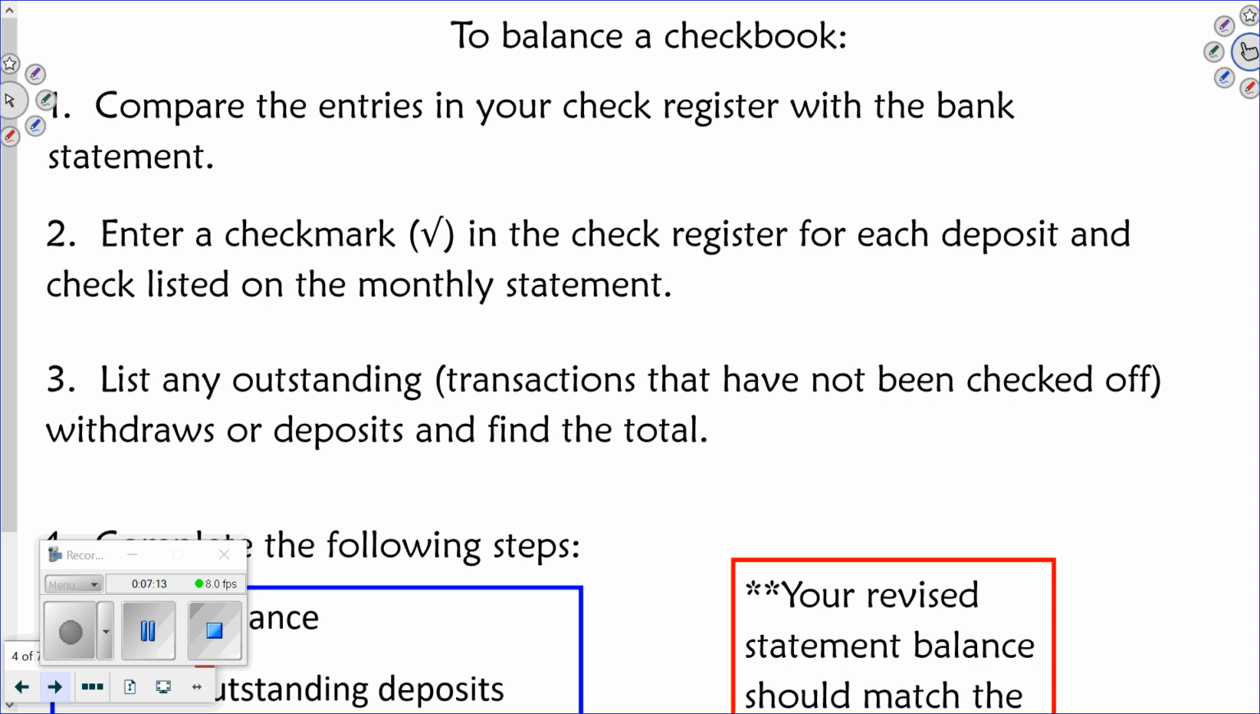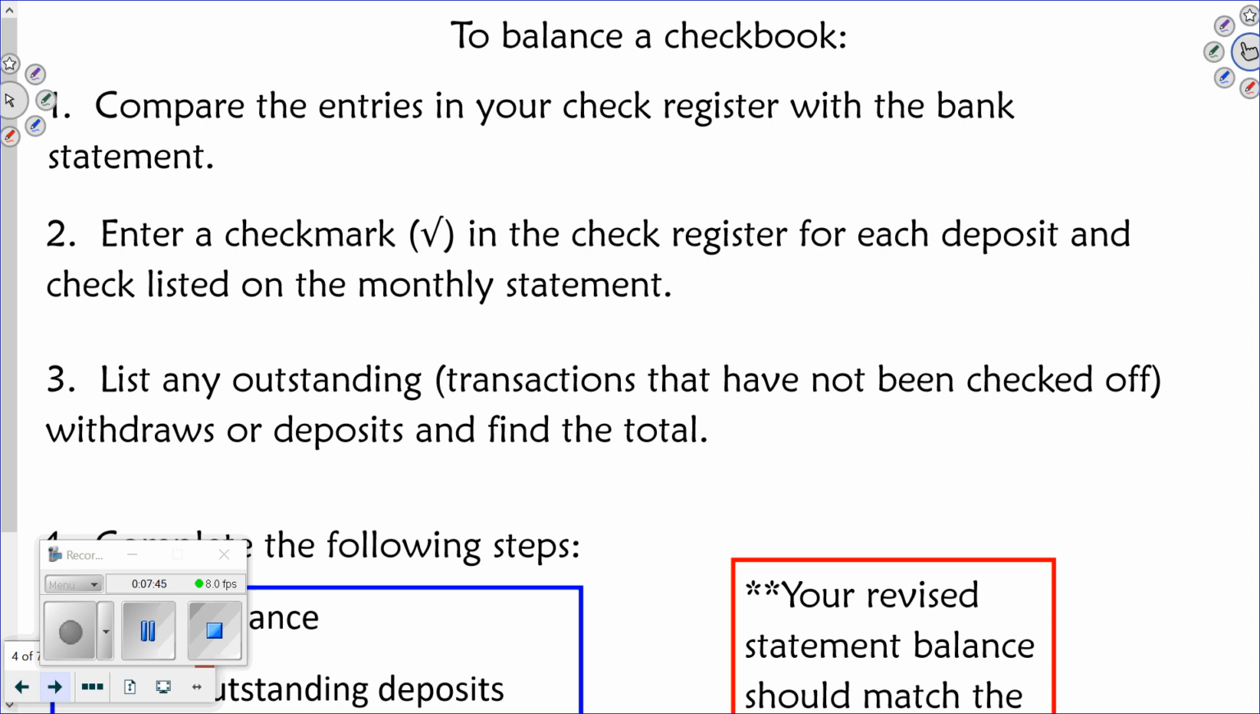So to balance a checkbook or to reconcile your statement, whatever way you want to think about this, you are comparing the entries in your check register with the bank statement. You're going to sit with them side by side and compare the two. So you will enter a check mark. Remember in the register, that little column for a check mark? This is where we actually use that. You will enter a check mark in the check register for every deposit and check that's listed on the bank statement. So again, it's like the matching game. Yes, it's here, it's here, it's here. You're just matching them up, crossing them off.